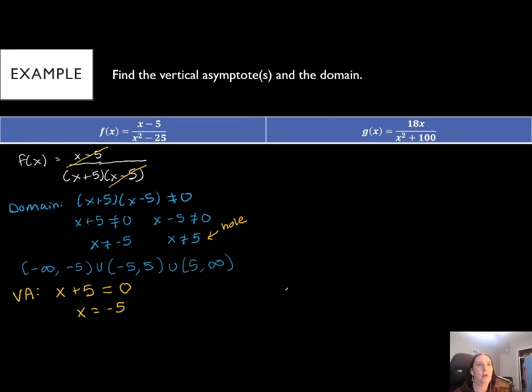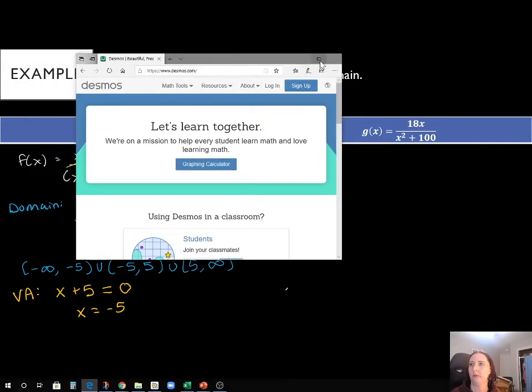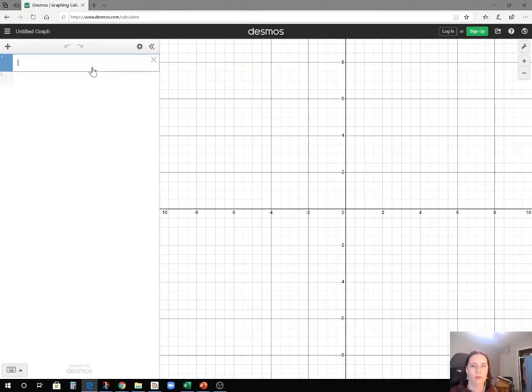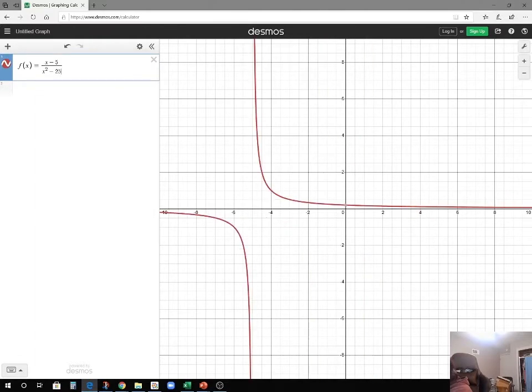And actually, I'm going to pull up Desmos and graph that for you guys, that way you can see what I'm talking about. Let me pull this over. Okay, so we do f of x equals, and then I hit the slash first so I can get my fraction set up. x minus 5 over x squared minus 25. Okay, so this is what the graph looks like in Desmos.